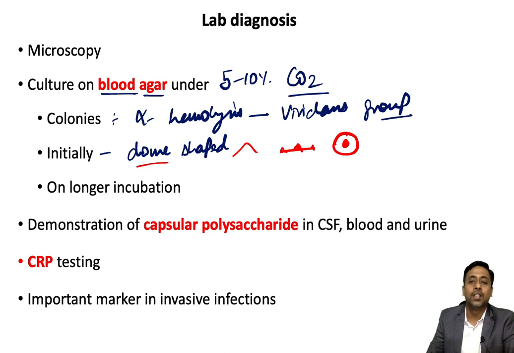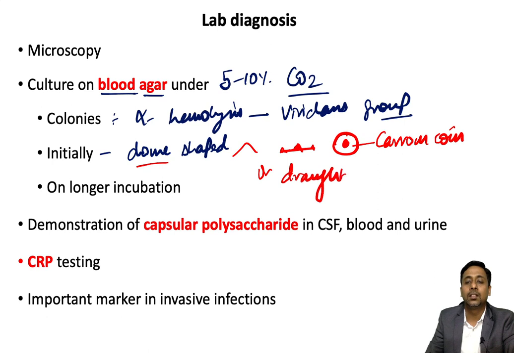So it will give it an appearance which is called carom coin appearance or draughtsman colony. Okay, so this carom coin appearance will not occur initially, but it will occur on longer incubation.